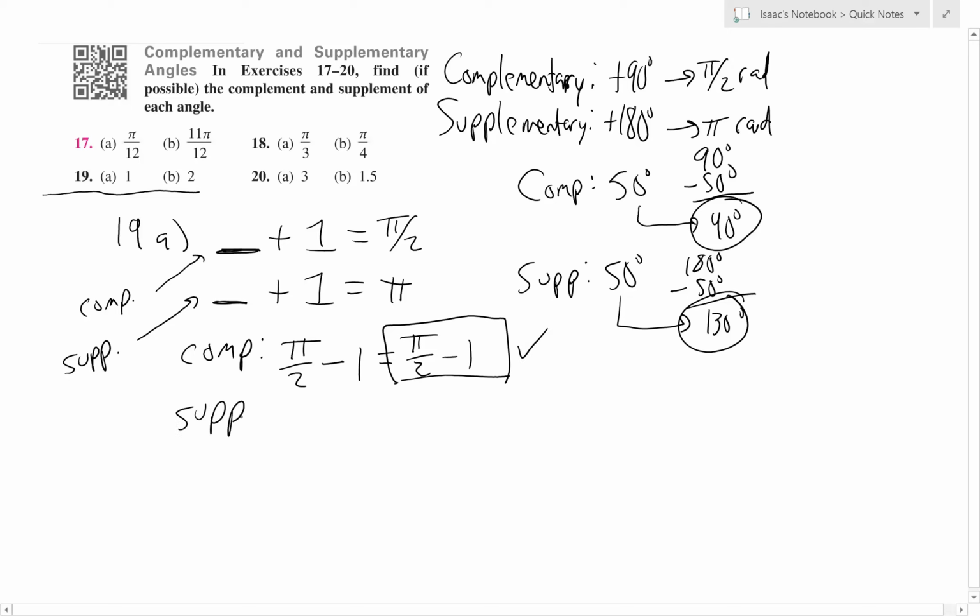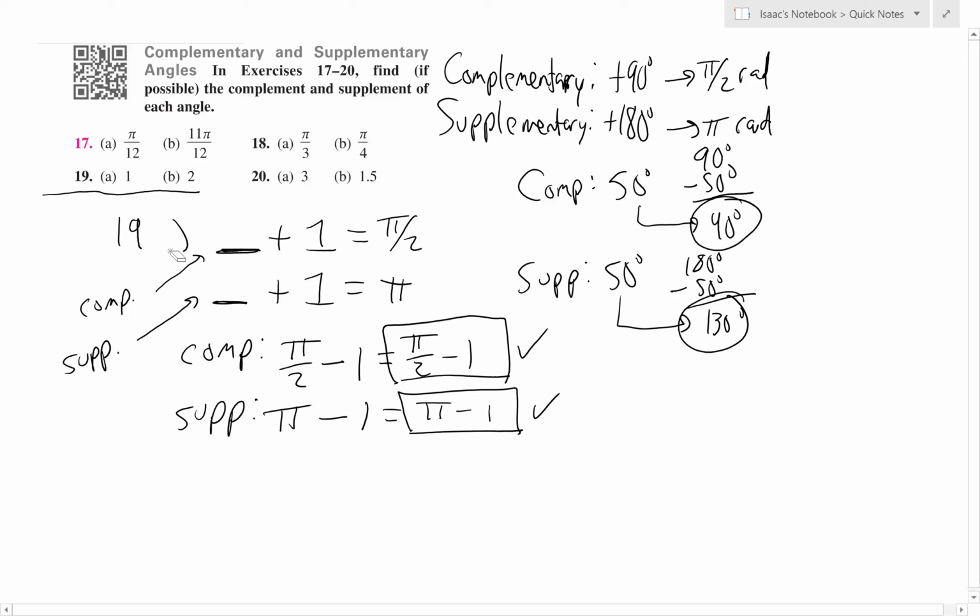And for supplementary, let's take the same approach. Supplementary angles add up to pi, so I can simply subtract the angle given to me, and whatever's left over would be its supplement. Well, in this case, these are not like terms either, so we can't force them together, and so that would be a supplement.